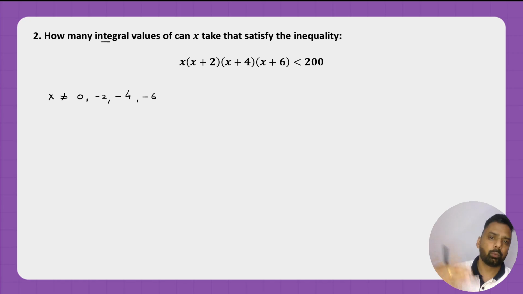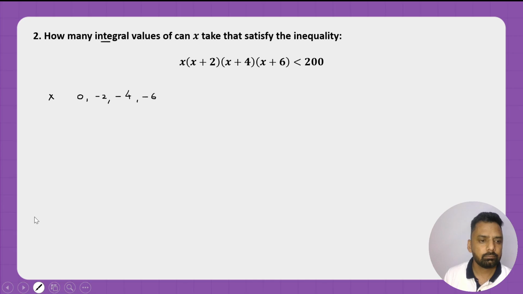I want the product to be less than 200. Okay, I need the product to be less than 200. Okay, that means it can take na, right? Product is less than 200, not negative. So these values, clearly these 4 values are allowed because at x is equal to 0, whole will become 0. At x is equal to minus 2, at minus 4 and minus 6, they will become 0 and less than 200. So it is allowed.